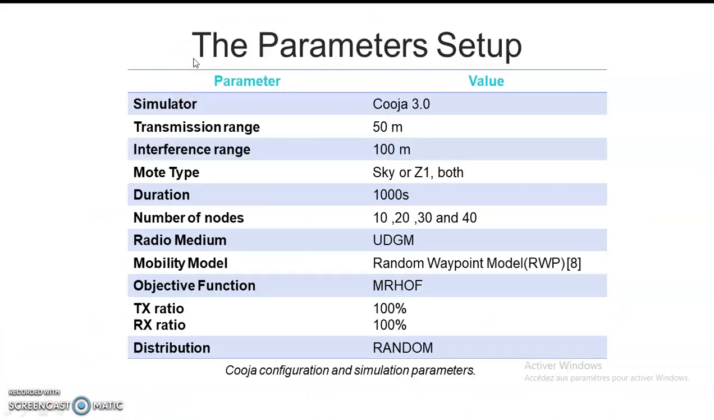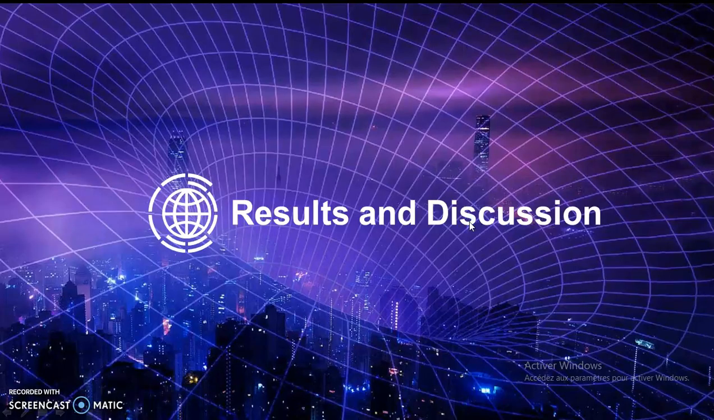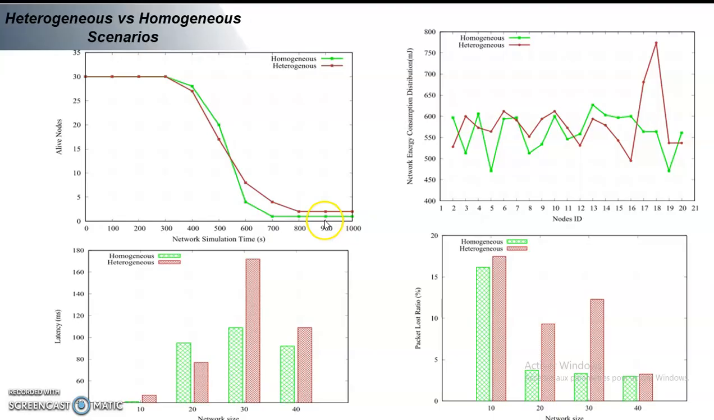Here we find some parameter settings: the simulator Cooja version 3.0, the mote type Sky and Z1 or both of them, the duration 1000 seconds, and the number of nodes 10, 20, 30 and 40 nodes. To assess the effectiveness of the proposed model, a set of routing metrics are considered: latency, packet loss ratio, energy consumption distribution, and the number of alive nodes.